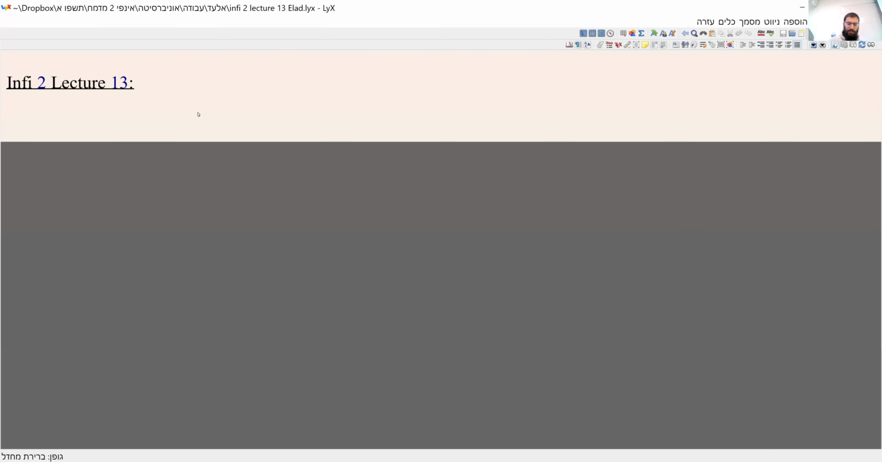On Sunday we talked about the new concept of sequences of functions, what we called pointwise convergence.